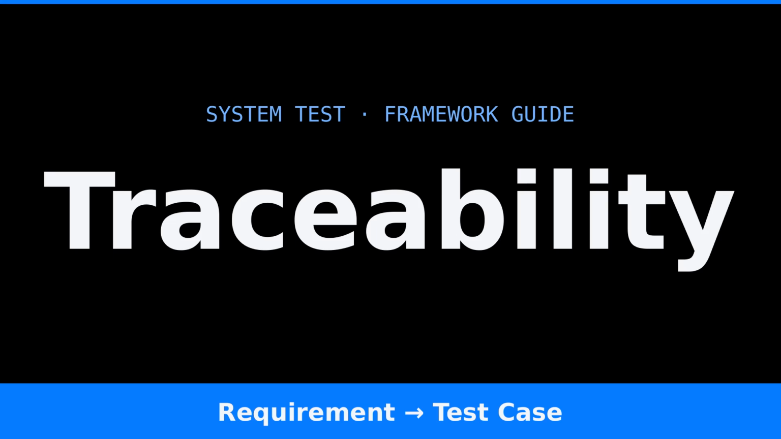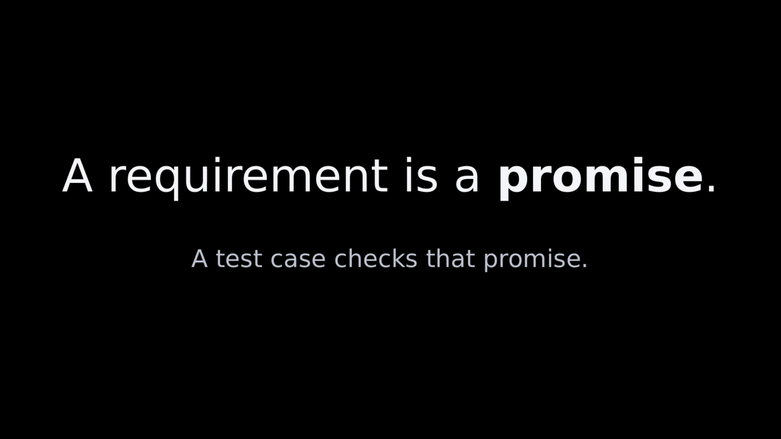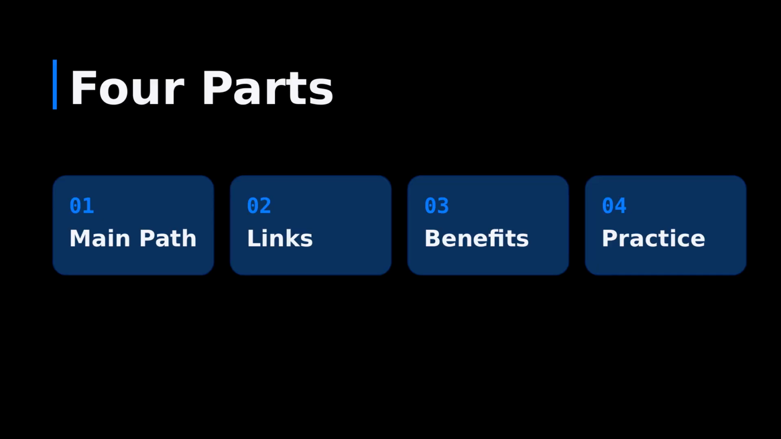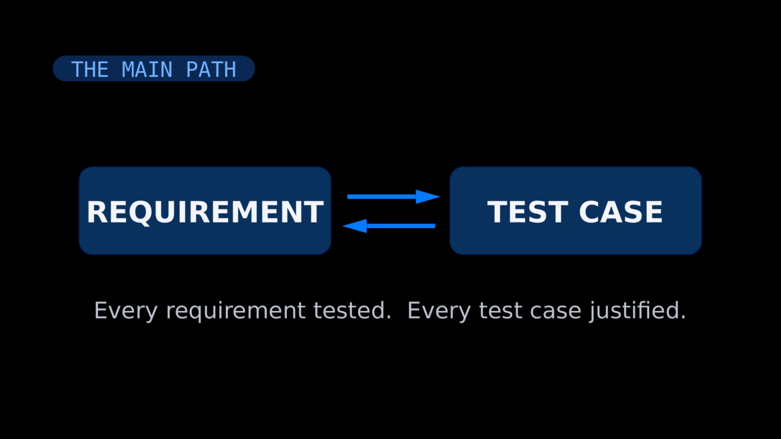Every requirement makes a promise about how the product behaves, and every test case exists to check one of these promises. Traceability is the link between the two, and it is one of the core concepts of system test. It ensures that every artifact, from specification to test case, is connected, and it gives you visibility, accountability, and control over it.